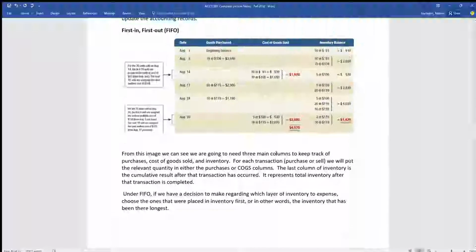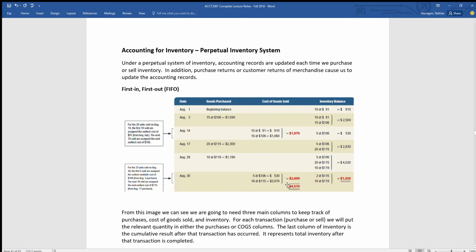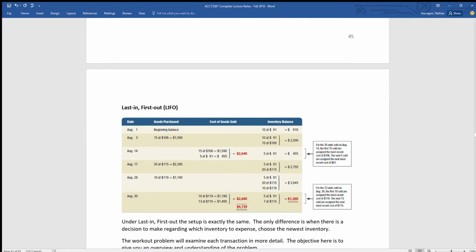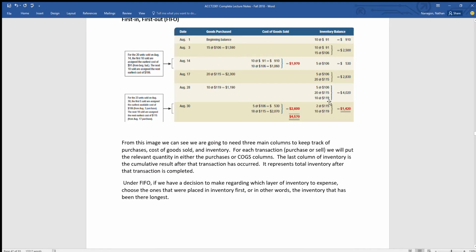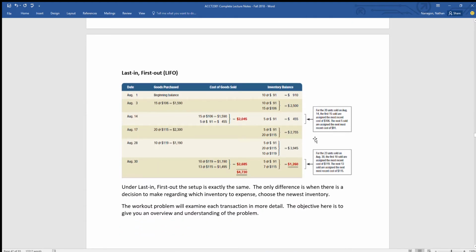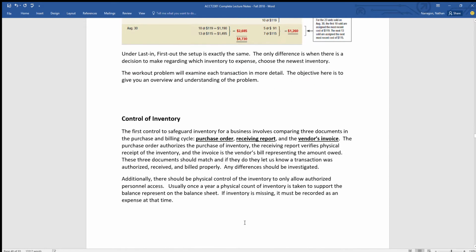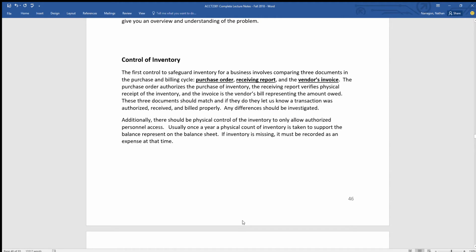But if you compare the two graphics, notice first in, first out is 4,570. Here, it's a little bit more. But on inventory, this is more, this is less. So again, it's just the way that they want to examine the product. Alright, so now this brings us to our control of inventory. We're going to get into internal controls as we move further.